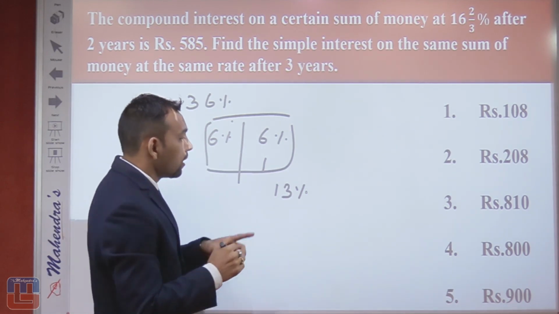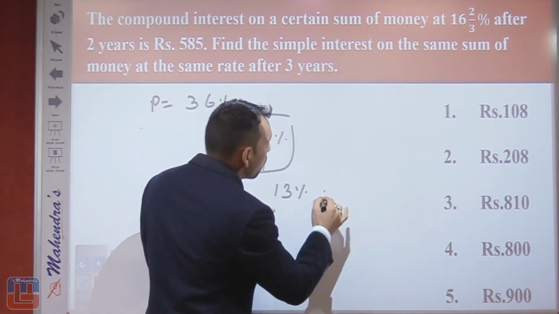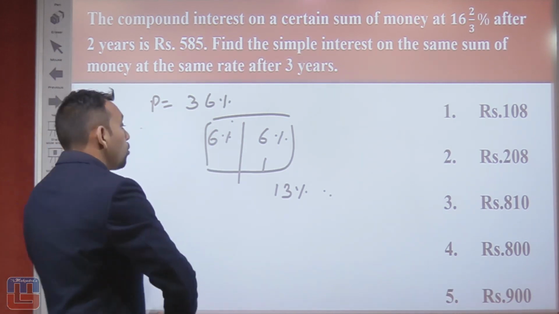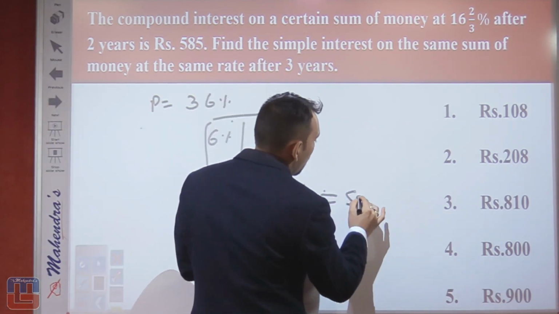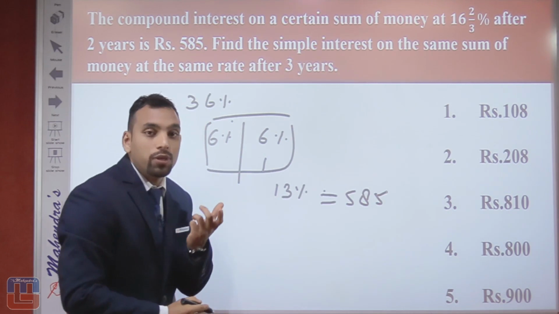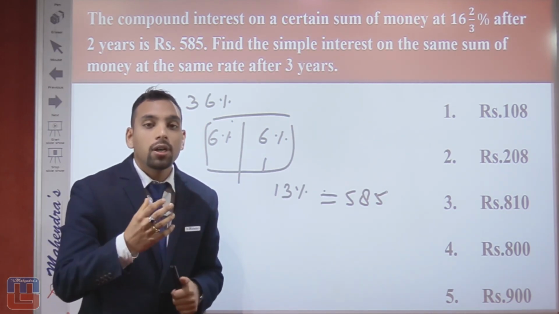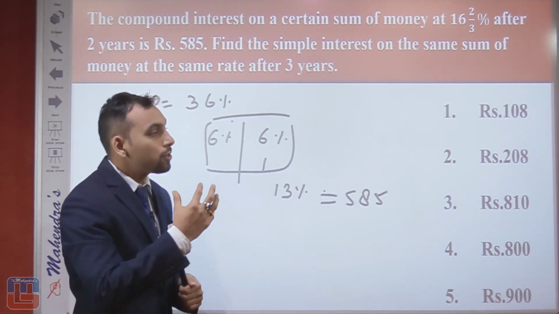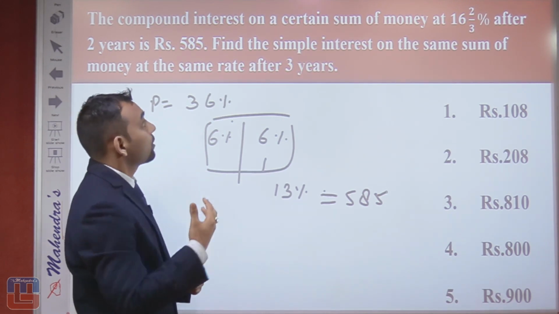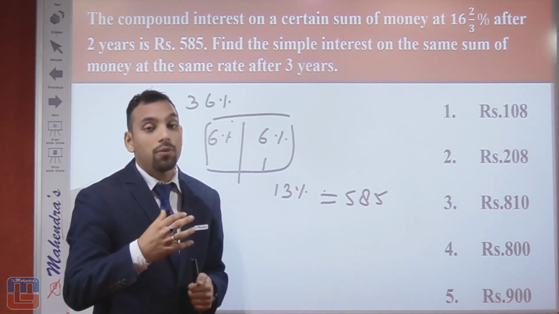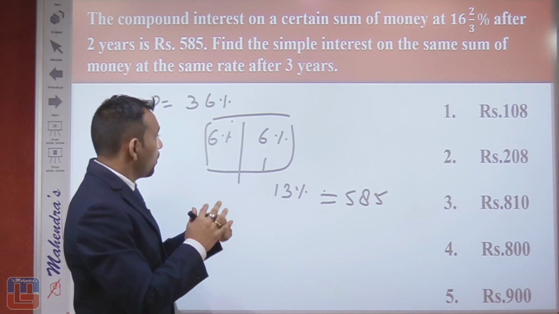So we can say that this 13% will be equal to what? This 13% will be equal to 585. All right, and what we have to find here: find the simple interest on the same sum of money at the same rate after 3 years. So same rate, we can say 6%.